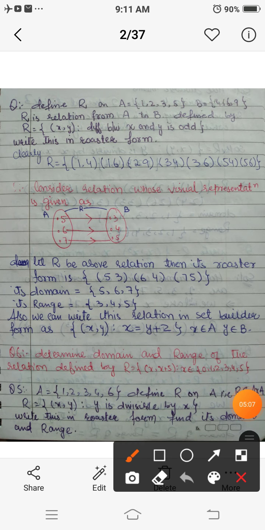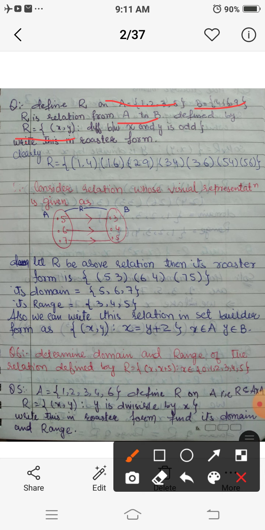Now another one is we have to define a relation R on A equals {1, 2, 3, 4}, B equals {4, 6, 9}. R is a relation from A to B defined by x R y if the difference between x and y is odd.